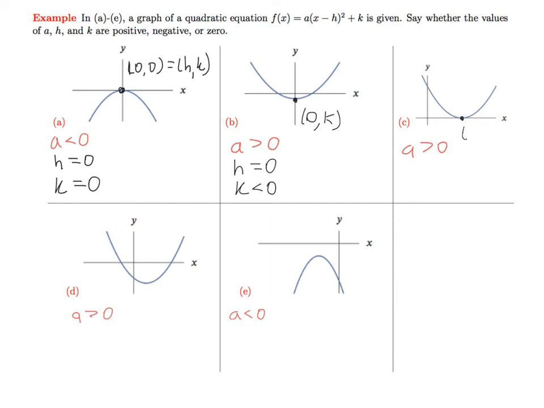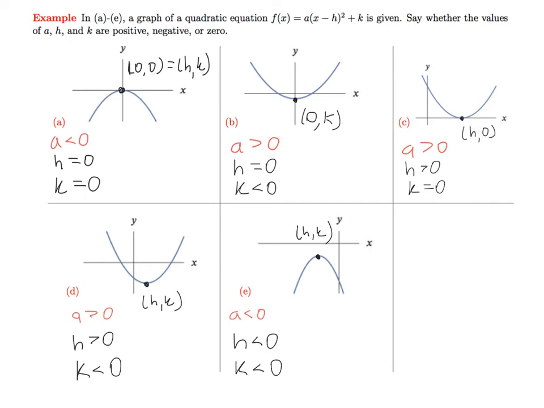Over here, the vertex occurs at a point that is on the x-axis. So we see that h in this case is positive because the x-coordinate of that point is positive, and k is equal to 0 since that point sits on the x-axis. In part D, here's our vertex. Since this point has a positive x-coordinate, h is positive, and since this point has a negative y-coordinate, k is negative. And lastly, in part E, here's our vertex. This point has a negative x-coordinate and a negative y-coordinate, so both h and k are negative.